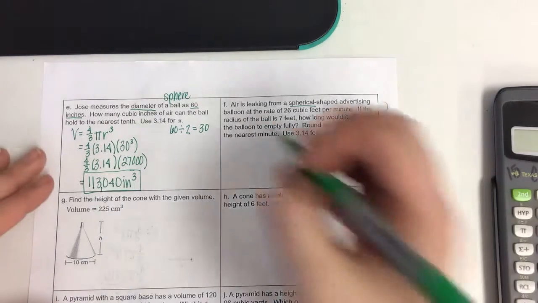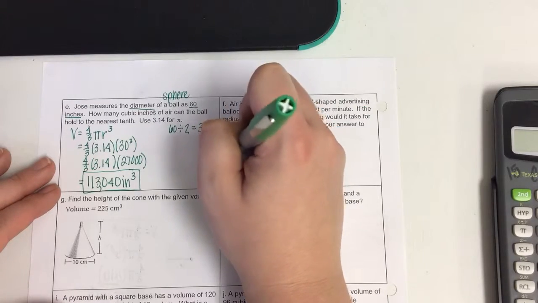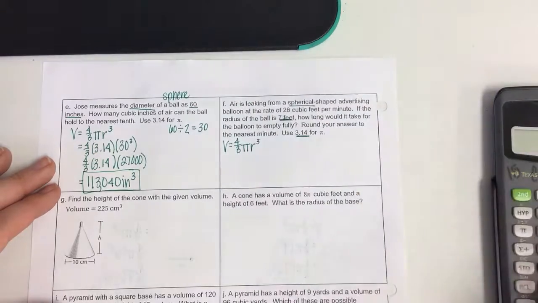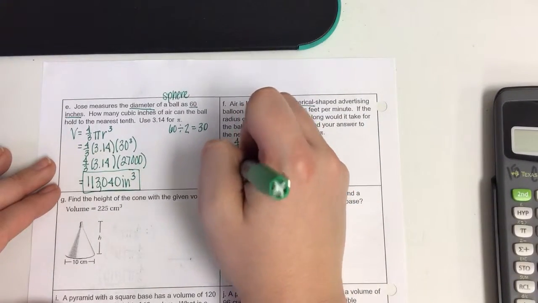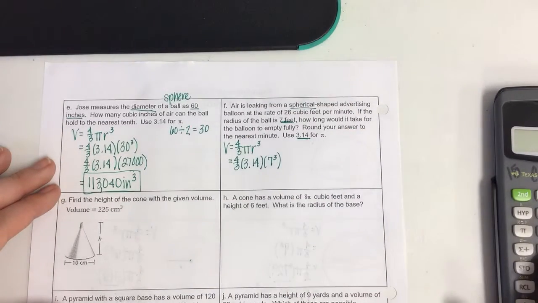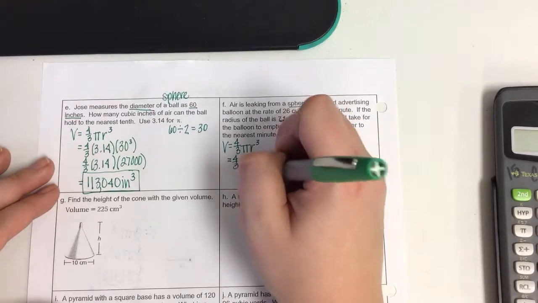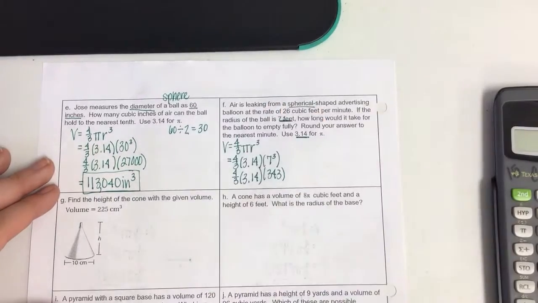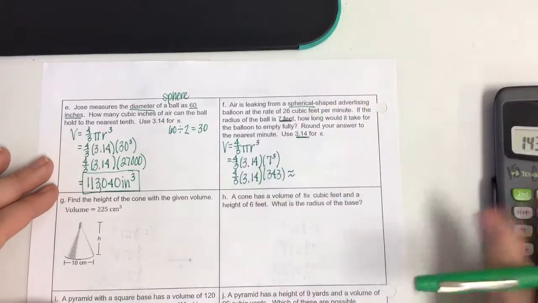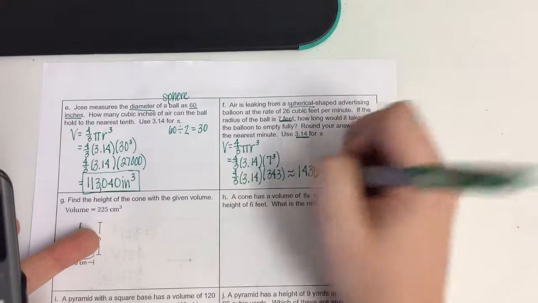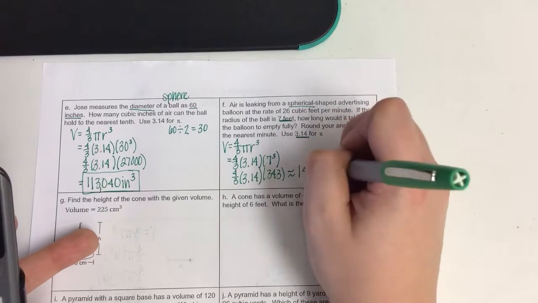So again, we're talking about a sphere, so our volume is 4/3 pi r cubed, where our radius is 7, and I use 3.14 for pi. So we have 4/3 times 3.14 times 7 to the third power. So we're going to multiply all these together. It's going to give me about 1,436 feet cubed.